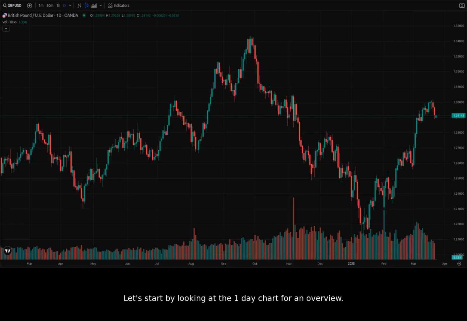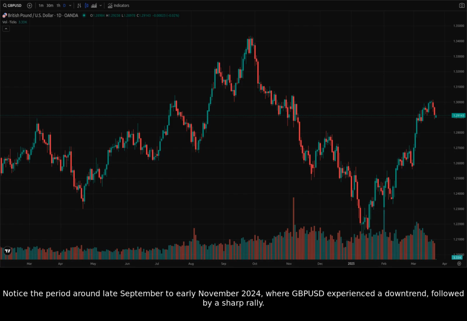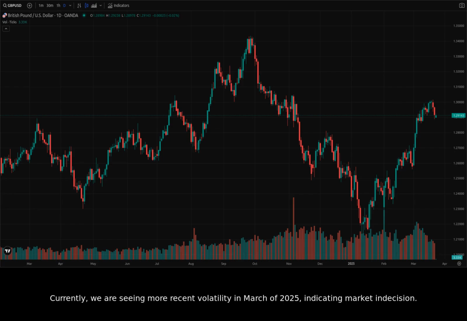Let's start by looking at the one-day chart for an overview. Looking at the one-day chart, we see a general trend of volatility, with some significant swings throughout the past year. Notice the period around late September to early November 2024, where GBPUSD experienced a downtrend, followed by a sharp rally. Currently, we are seeing more recent volatility in March of 2025, indicating market indecision.